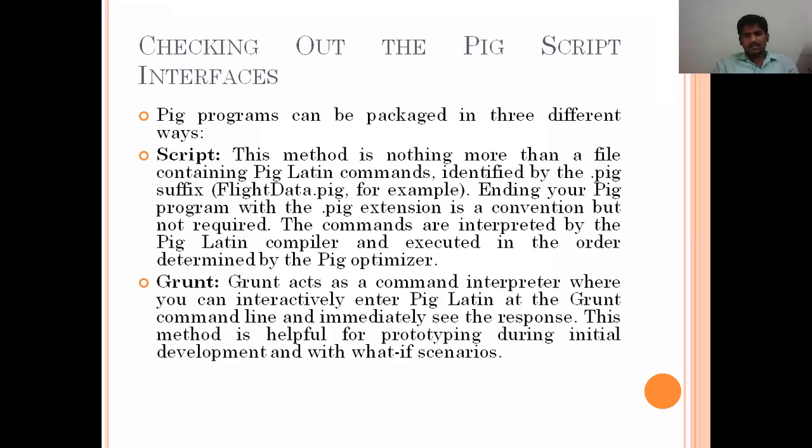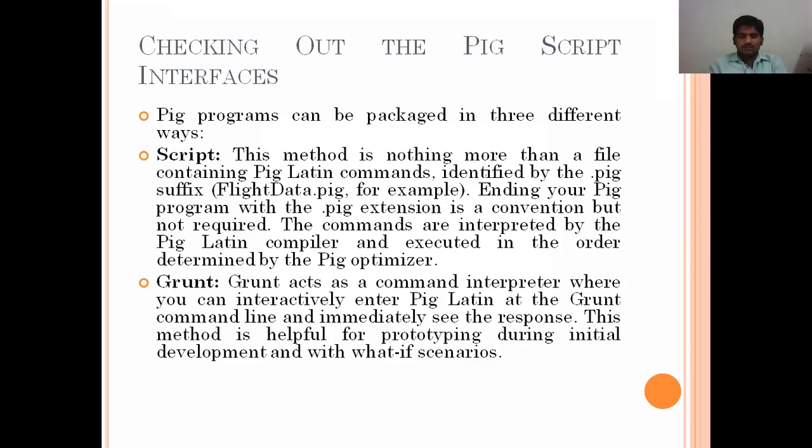So here Grunt acts as a command interpreter. What is the meaning of interpreter? What is the meaning of compiler? An interpreter means line by line operations. We can interactively enter Pig Latin at the Grunt shell command line and immediately see the response. This method is helpful for prototyping during the initial development and for what-if scenarios, to check whether it is working before running big programs.